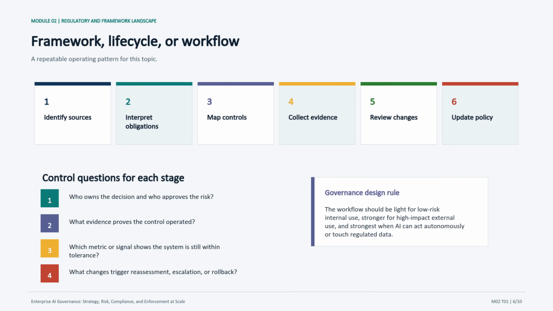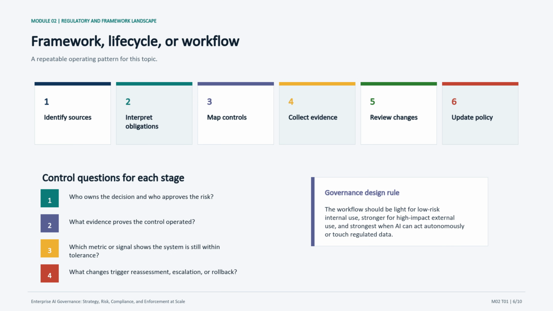I would walk left to right through the life cycle. Identify sources, interpret obligations, map controls, collect evidence, review changes, and update policy. The exact labels may change by company, but the governance logic should stay consistent. At each stage, I want the class to ask four questions.